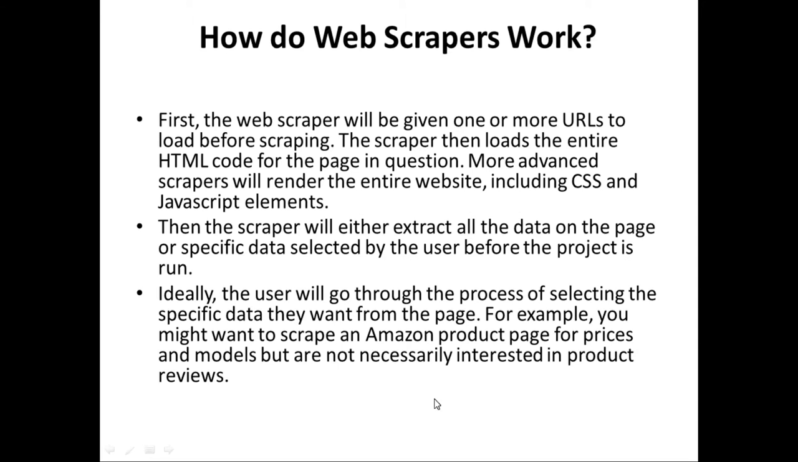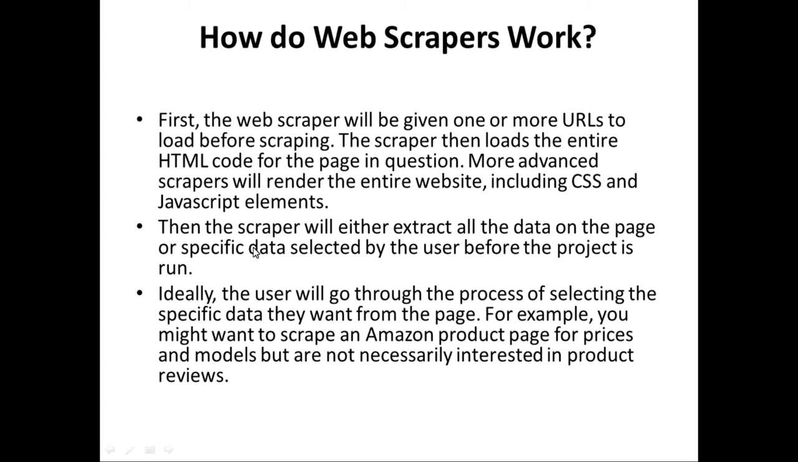So how do web scrapers work? First, the web scraper will be given one or more URLs to load before scraping. The scraper then loads the entire HTML code for the page in question. More advanced scrapers will render the entire website, including CSS and JavaScript elements. Basically, they see the source, how it is written, everything, how the security is imposed. Then the scraper will either extract all the data or the specific data that I told you earlier.